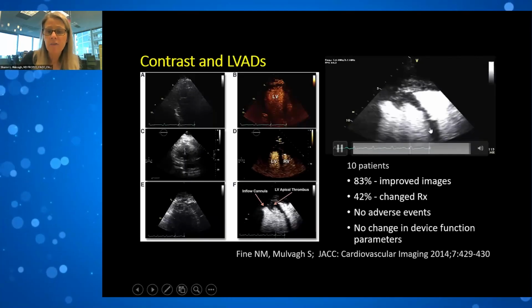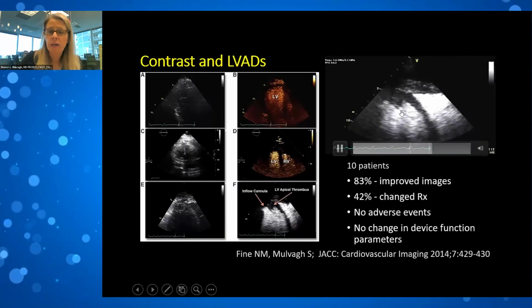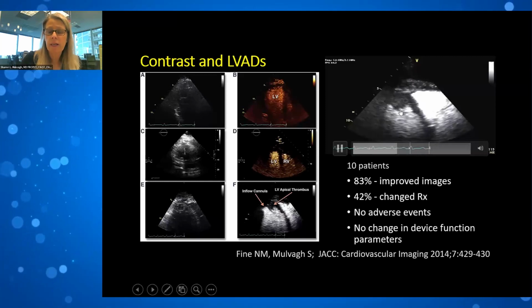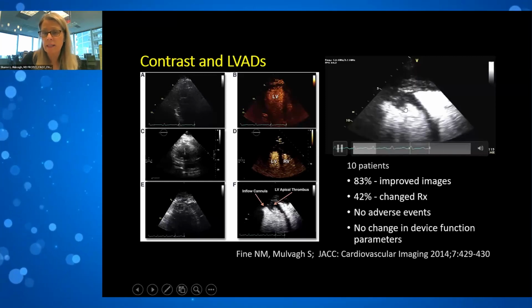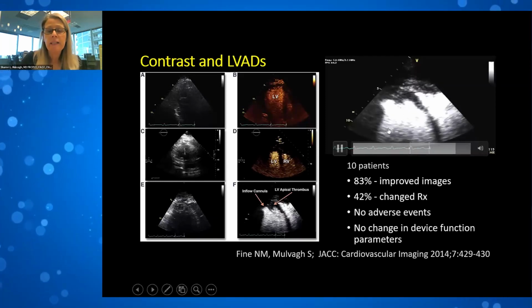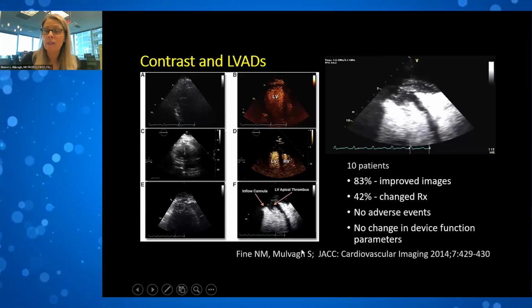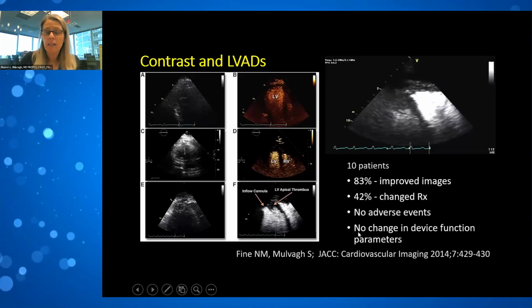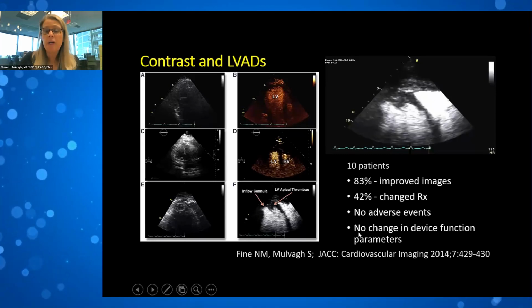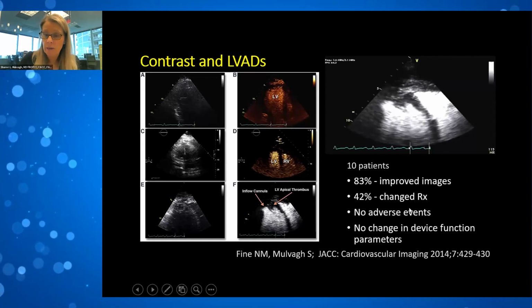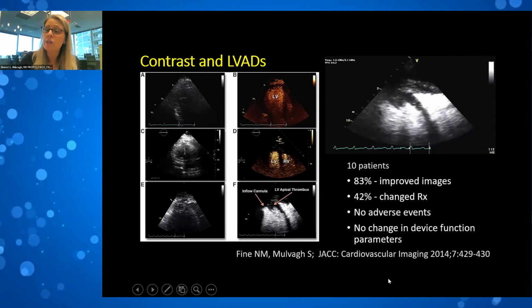Similarly, in LVADs, this is showing an appearance of a thrombus that is at the site of the cannula. And we looked at our data at Mayo. Noel Fine put this together and found that again, it was very safe, and that it changed therapy in almost half of the patients by the information that was obtained.